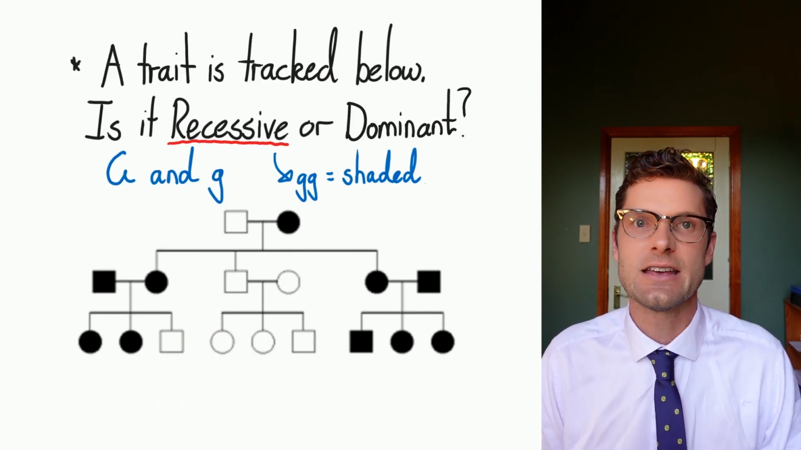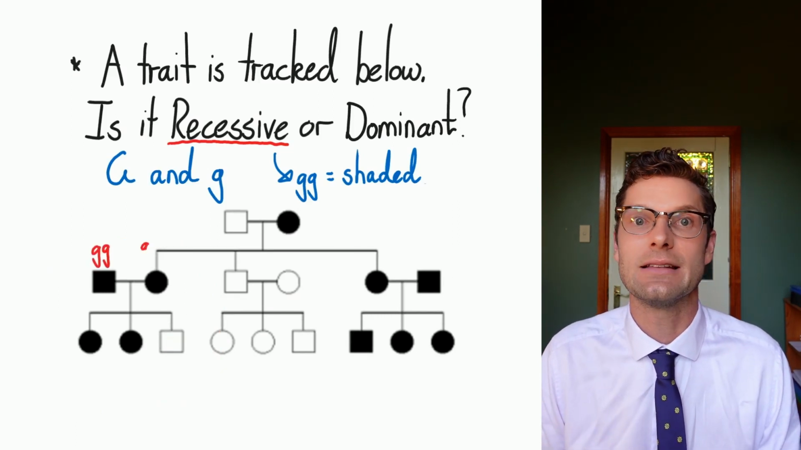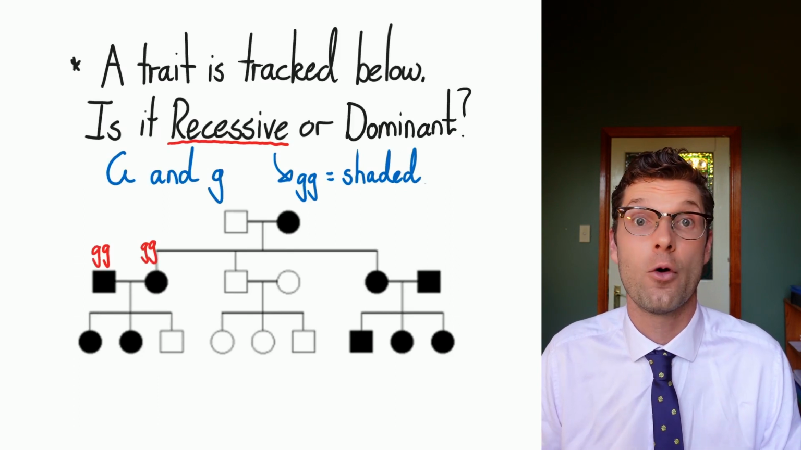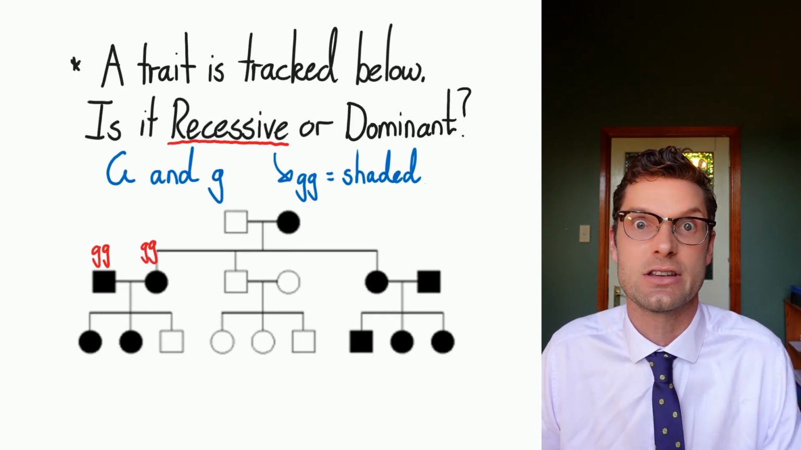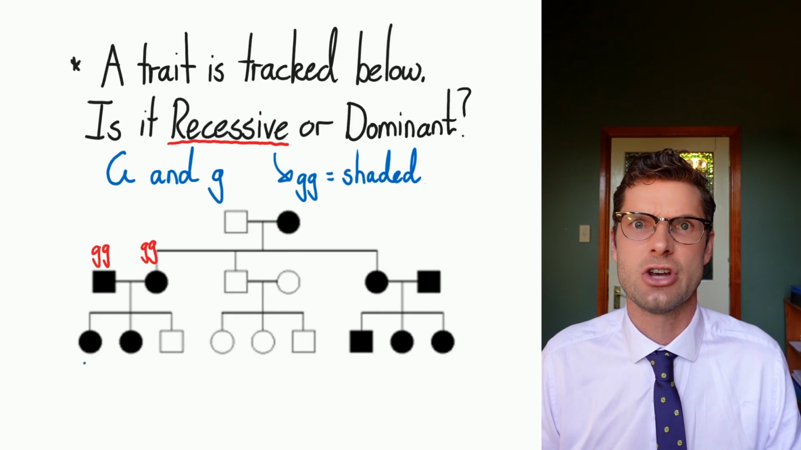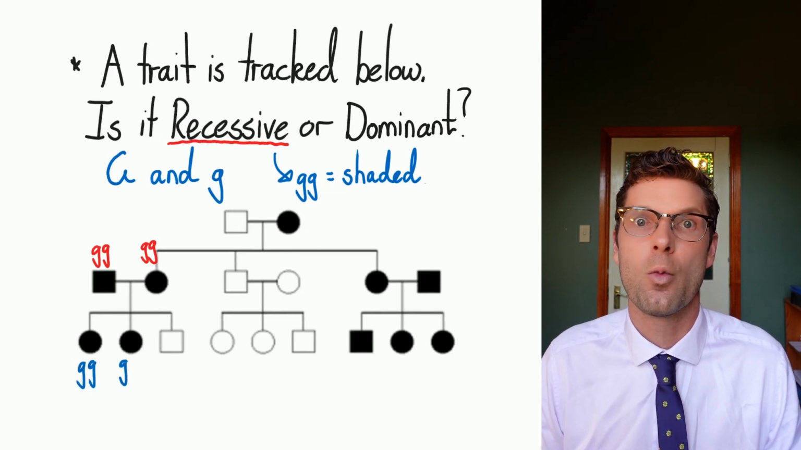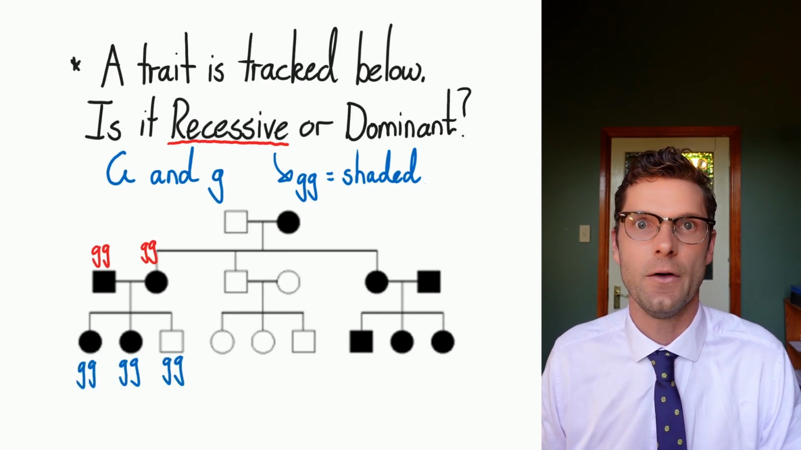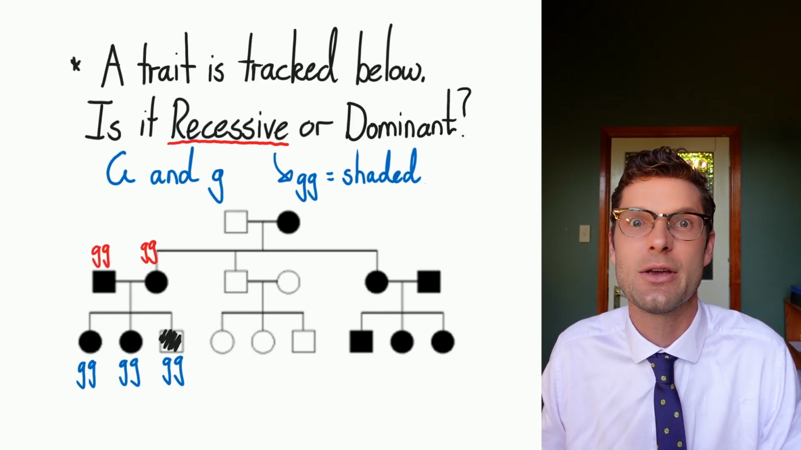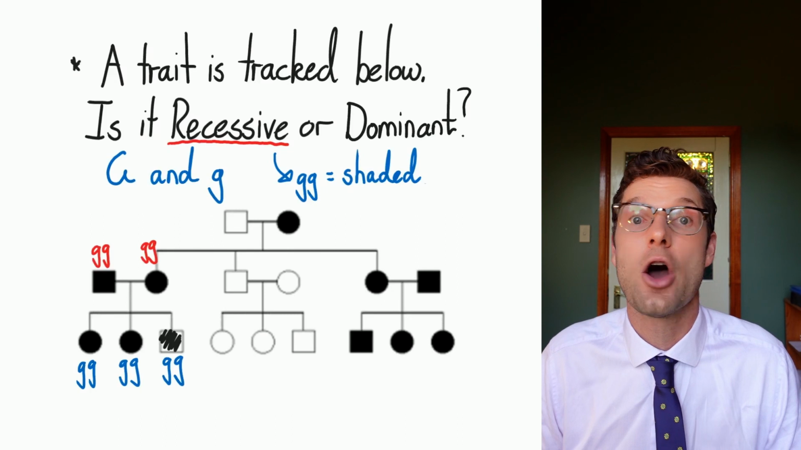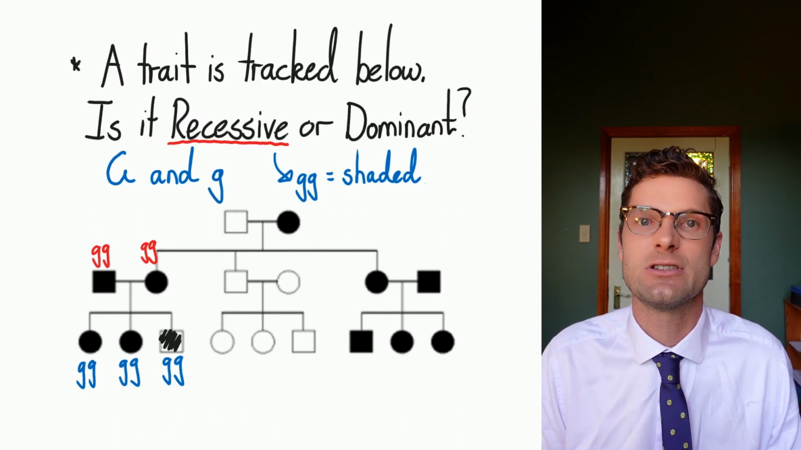So if this is recessive, that means the 2 parents have to be little g in order for them to express that trait, because it's recessive. But if these are both little g, when we do our cross on our Punnett square, we would only get little g offspring. So that means every single kid would have to be shaded in. Because one of them's not shaded in, we know for sure it cannot be a recessive trait.